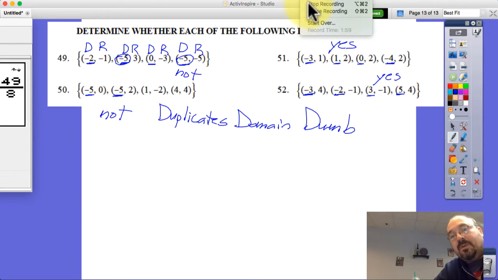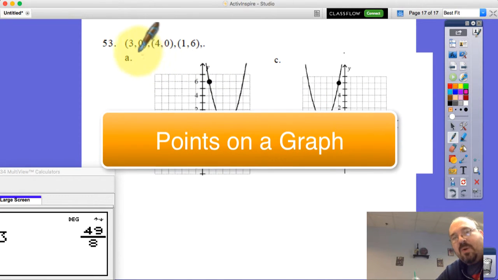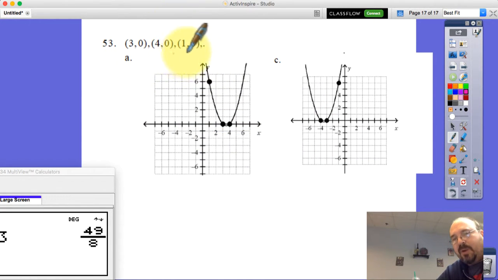Okay, so now I've been given 3 points that are part of a function, and the question that I'm being asked is, I want to know which graph correctly identifies the function that contains these 3 points. In other words, which graph has these points on it. So to figure out which is the correct graph for this function, just plot the points and see what you get. So 3, 0 means I go 3 in the x direction, 0 in the y direction.